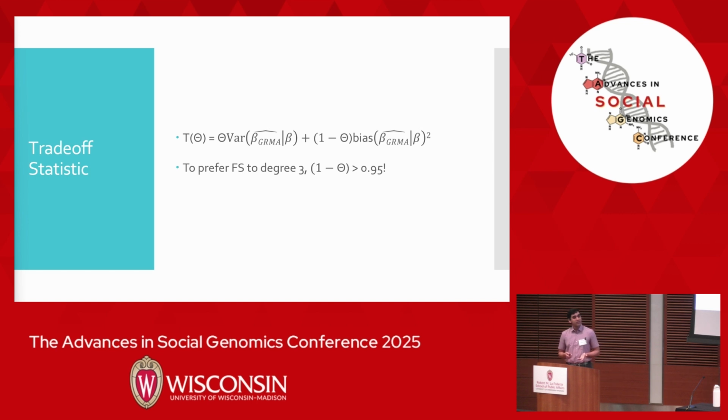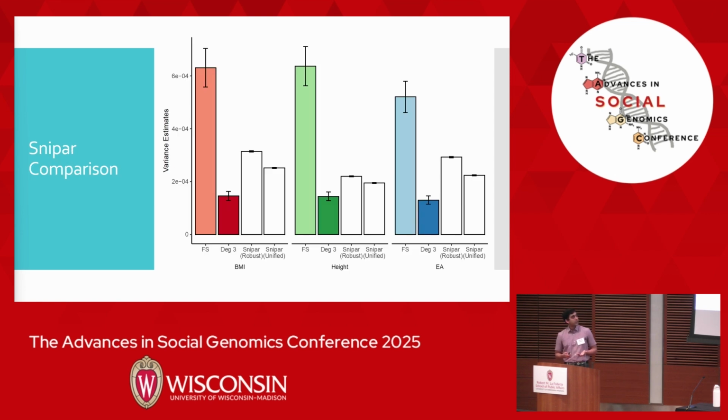This is a pretty striking showcase of the advantage that GRAMMA can provide, because for most preference parameters chosen by the researcher, the degree 3 estimates are better than the siblings ones. We also compared the sampling variance of the GRAMMA estimates to that from SNIPAR, which is an imputation software that can run family GWAS. Even in comparison to the unified estimator, which meta-analyzes family GWAS with population effects and uses more individuals than we do in the degree 3 sample, we're able to get a lower sampling variance.